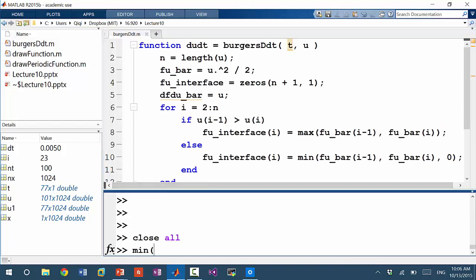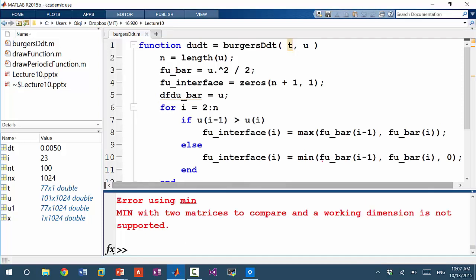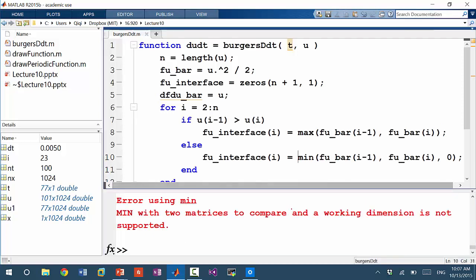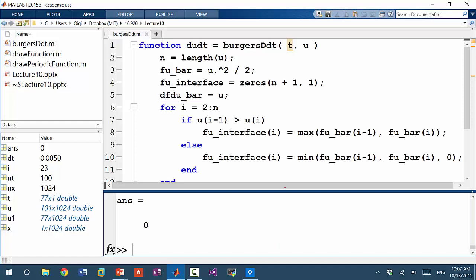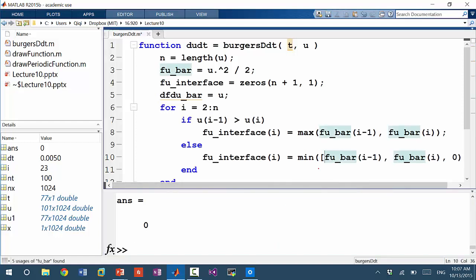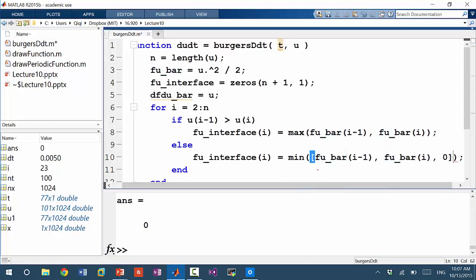Does that work? Min of, let's see, 1, 2, 0? No, that doesn't work. So, huh? Oh, I can make it a vector. Good. So that'll work. Okay, that'll work. Yeah, thanks for the hint. That's very smart. Yeah, good question. So yeah, so if UL is, yes, okay, so that makes sense.